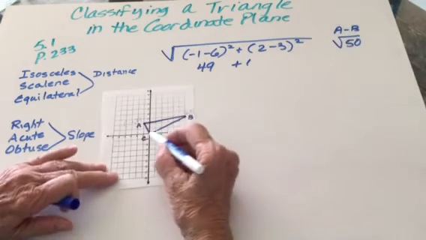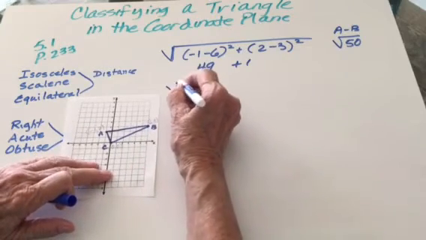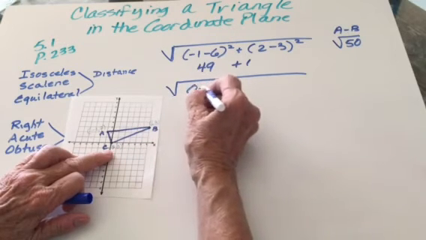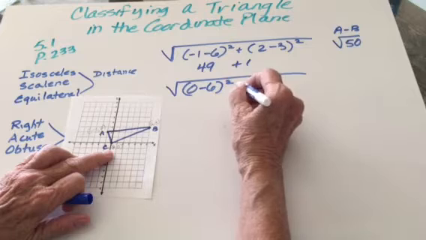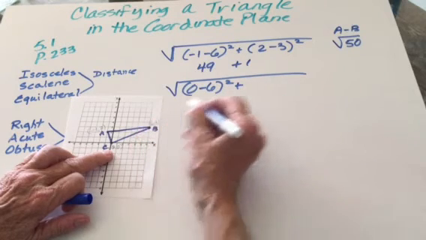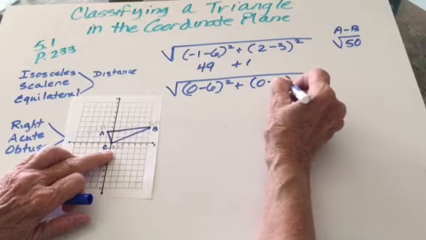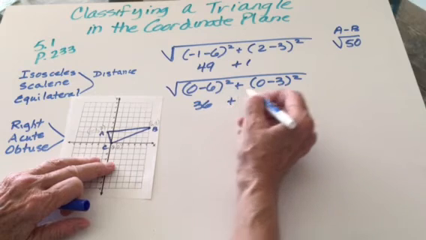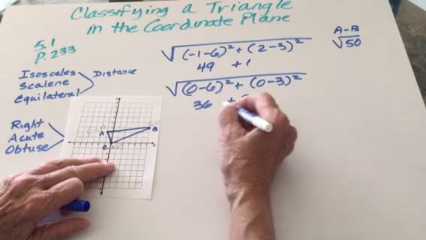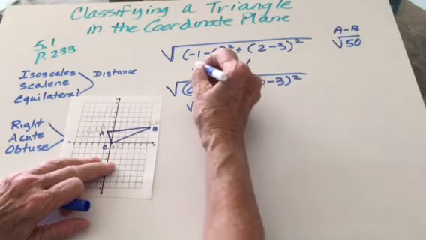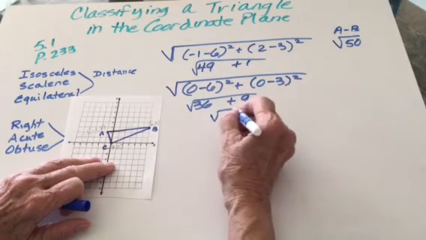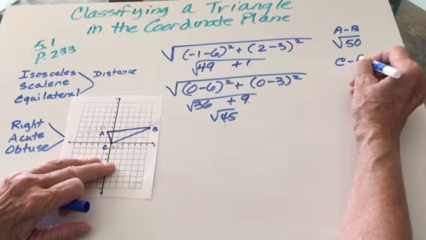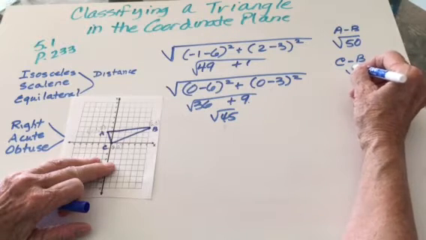Okay, now let's go from C to B. From C to B, it's going to be 0 take away 6 squared plus 0 take away 3 squared. And let's see what that's going to be. So -6 squared is 36 plus 3 squared is 9. And by the way, these are all under the radical. So this is what, 45? So this is radical 45. So from C to B is radical 45.